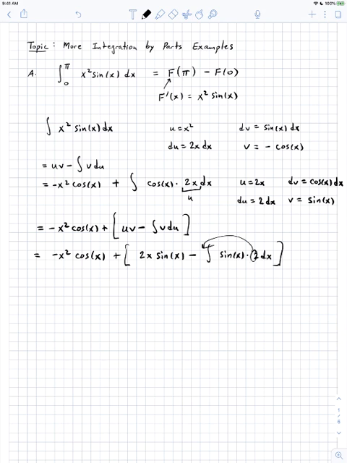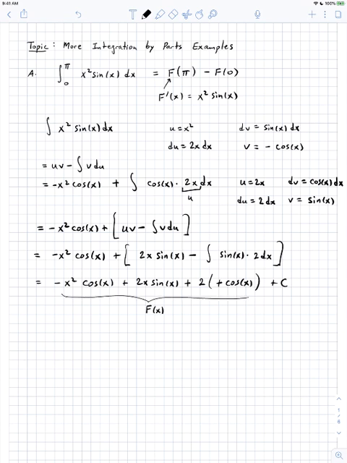Okay. So you can take that 2 out if you want. So you're going to end up with minus x squared cosine of x plus 2x sine of x. And then you've got minus 2, and an antiderivative for sine is negative cosine of x plus c. Well, minus and minus is plus, so you don't really need those minus signs there. Now this whole expression here, that's your capital F at x. So your definite integral from 0 to pi of x squared sine x dx is going to be this expression, minus x squared cosine x plus 2x sine x plus 2 cosine x, all of that evaluated between 0 and pi.